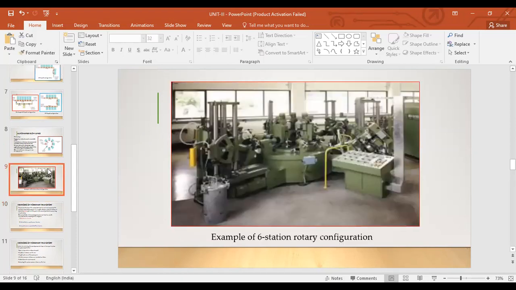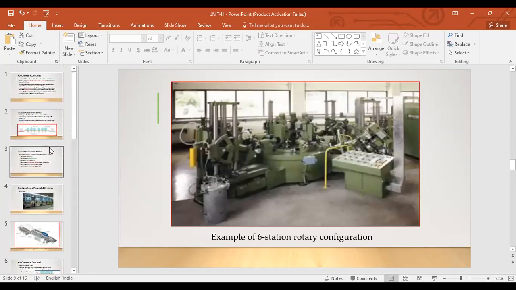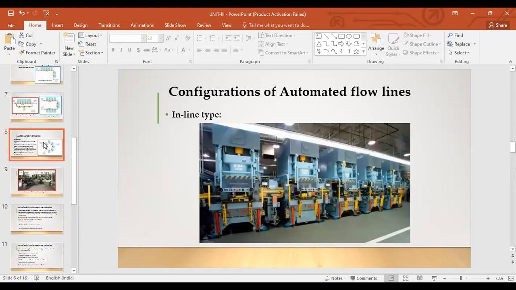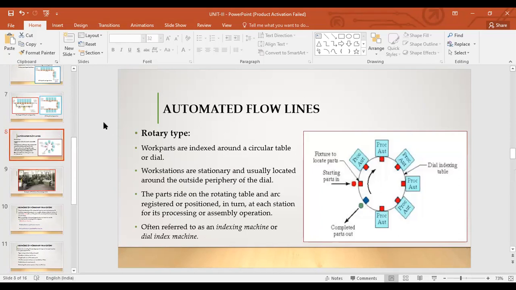But before that, let me show you a video, because we have discussed this. Let us have a look at the automated flow line, that is sheet metal, I believe, because videos are what give you the idea. It will give you a clear picture.